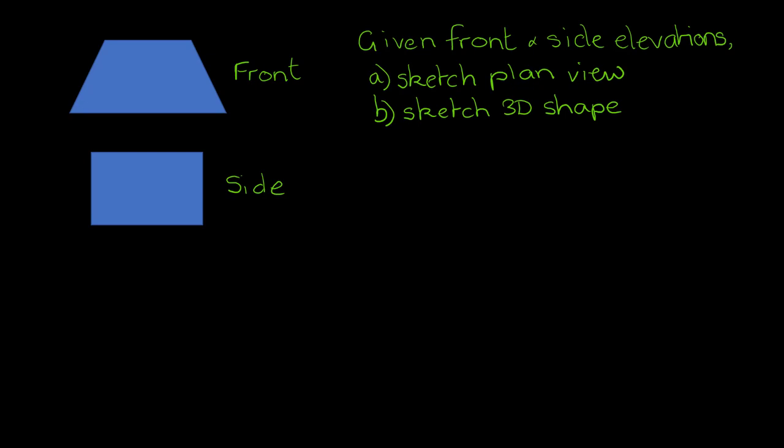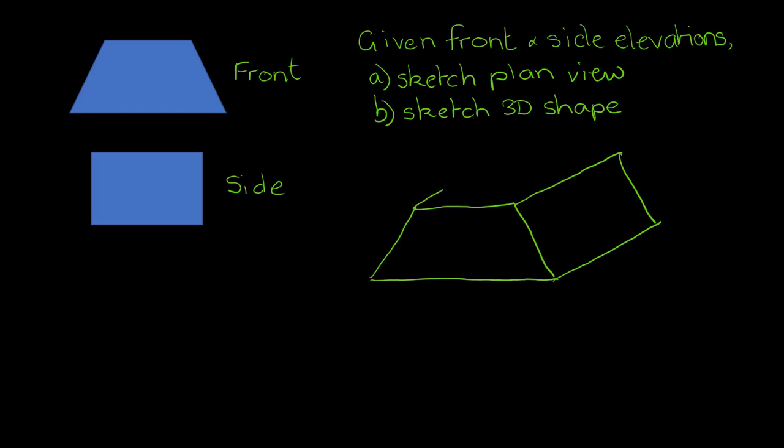So I'm going to do B first. So I'm going to start by sketching the front. So then the side tells me in effect how far this goes back, how deep it is. Because it's rectangular, it's just going to be a rectangle on the side, and then to complete the 3D diagram, just put that in like that. So that's what the 3D shape would look like.